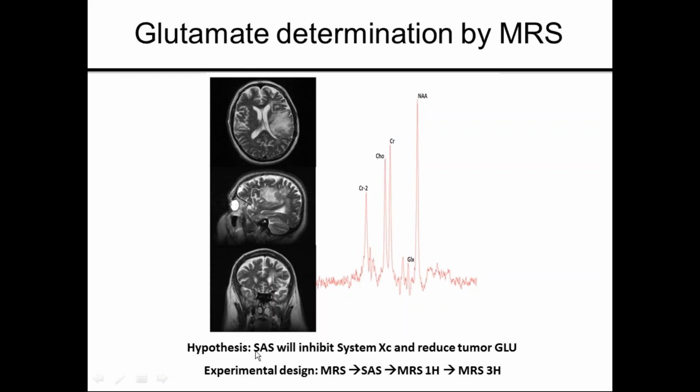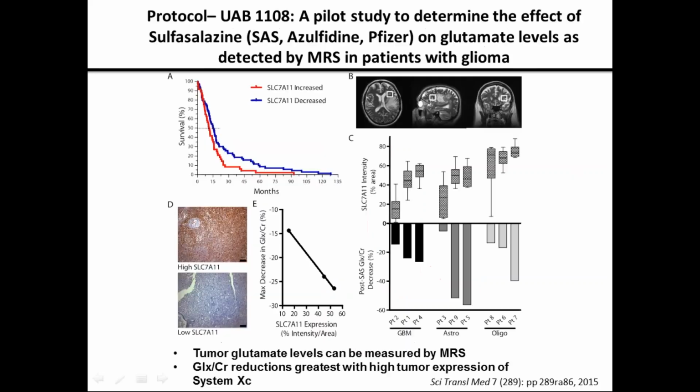It was actually sulfasalazine, a drug approved for rheumatoid arthritis and inflammatory bowel disease. And so we came up with an experiment where we would do MR spectroscopy on brain tumor patients. We would give them sulfasalazine, and then we would repeat the MR spectroscopy looking for changes in tumor glutamate levels.